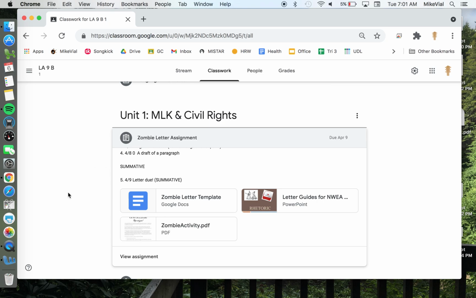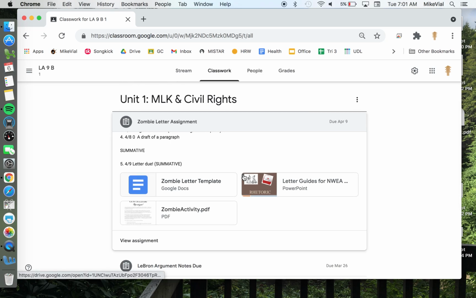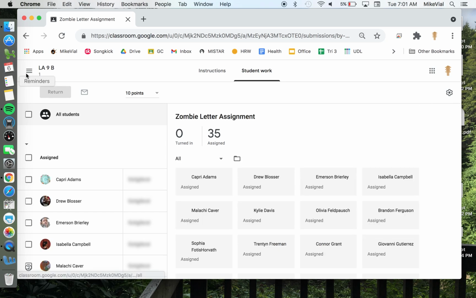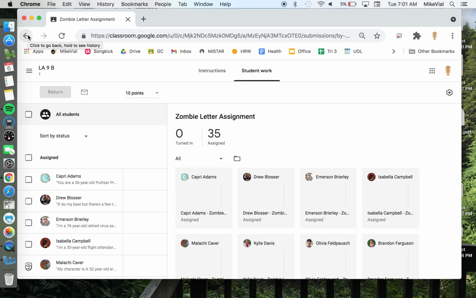Good luck today. Get writing a draft or start with the argument notes, especially if you have missing notes from before break. And I want you to submit something today. You're going to hit view assignment and then hit the add button and turn in a draft of whatever you finish. It's just a draft. It's just practice. Good luck.